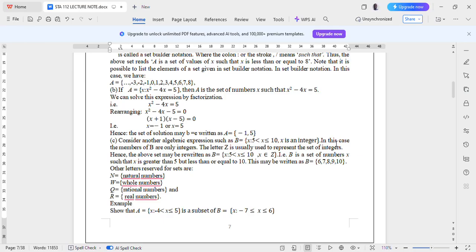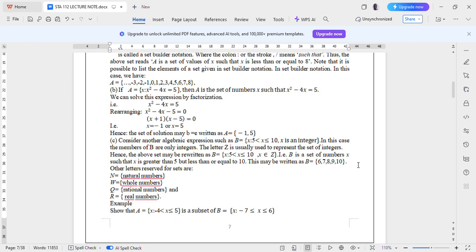A positive or negative whole number is an integer. So in this case, B is a set of numbers such that x is greater than 5 but less than or equal to 10. What number greater than 5 is an integer? It is 6. Then 6, 7, 8, 9, 10 are the elements in that particular set.